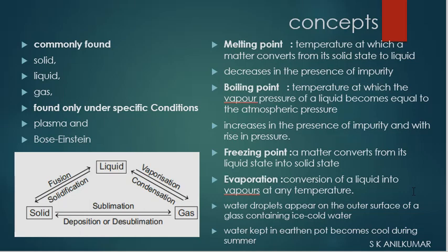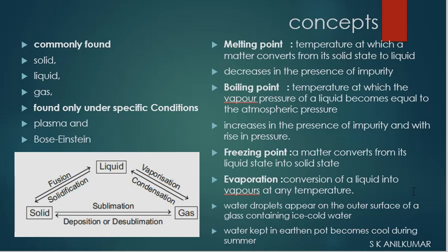Water droplets appear on the outer surface of a glass containing ice cold water. This is the vapor in the atmosphere becoming liquid because of the cold water in the glass. Water kept in an earthen pot becomes cooled during summer. The water becomes cooled because the earthen pot has pores through which the movement of the vapor or the heat happens.